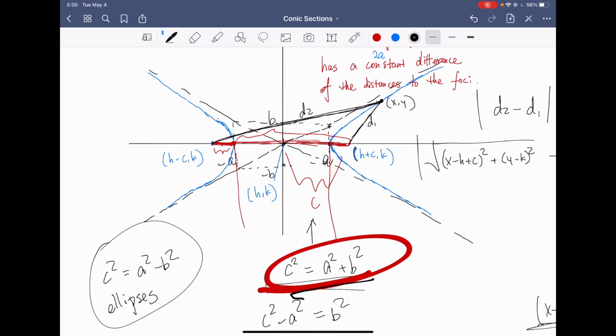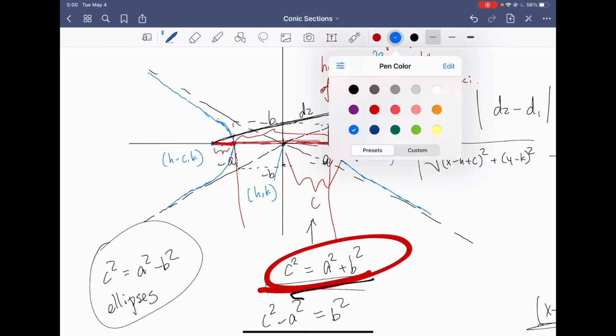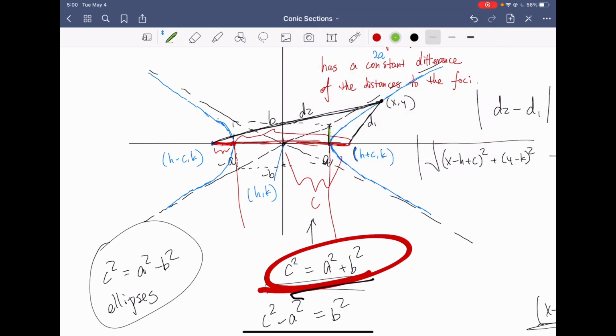Now, one last thing that we're going to talk about is the equations for asymptotes. First of all, let's find the slope of the asymptote. Let's just count boxes, rise over run, or changing y over changing x. Changing y over here would be b, right? Changing x over here would just be a. So the slope would be b over a. Or there's another asymptote this way, so that's negative b over a.